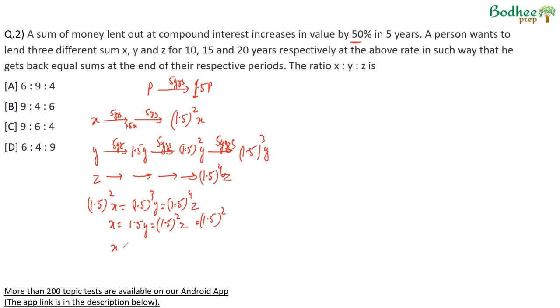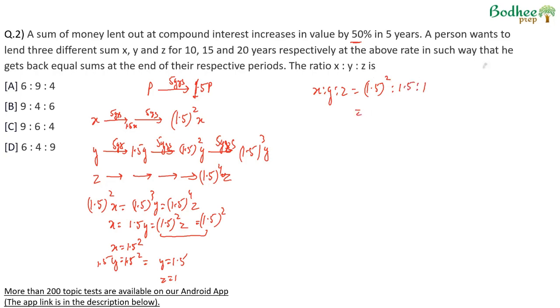Therefore, here I can say x is equal to 1.5 square. Y, because 1.5y is equal to 1.5 square, we get y is equal to 1.5. And if we equate these two, we'll clearly get z is equal to 1. So the required ratio of x, y, z will be 1.5 square is to 1.5 is to 1.